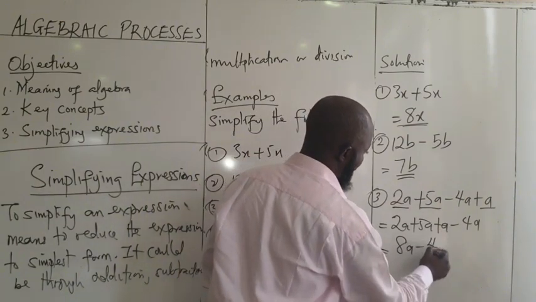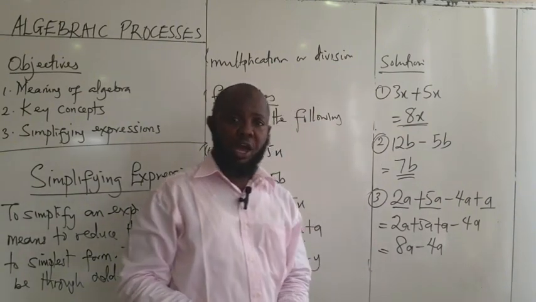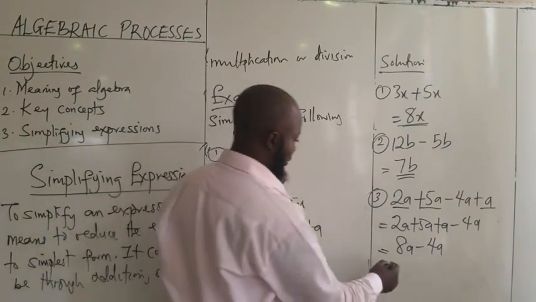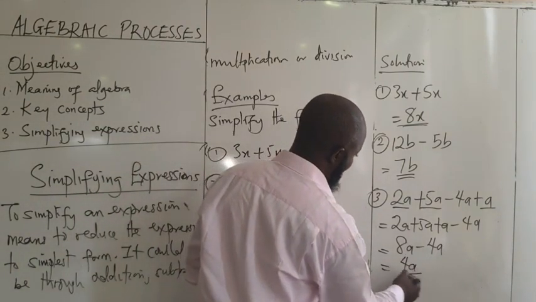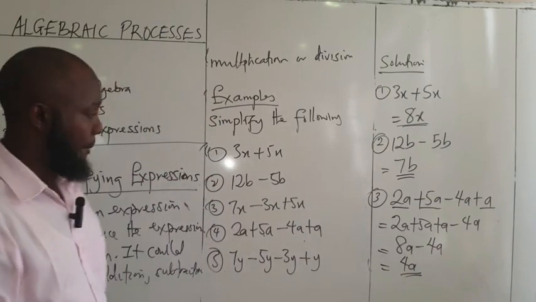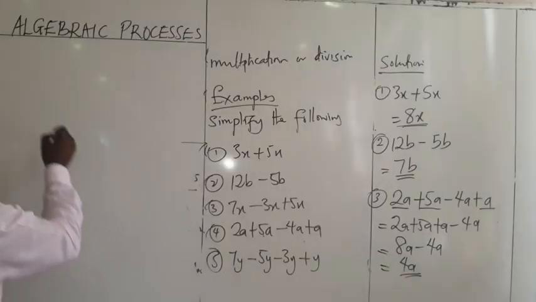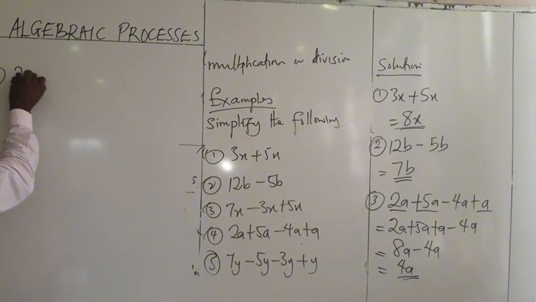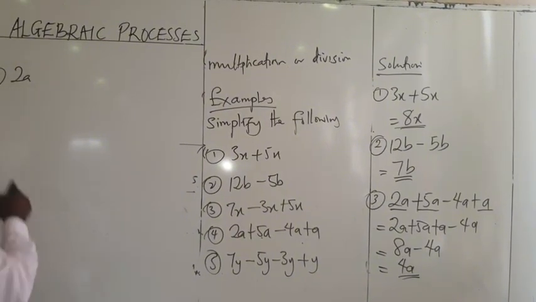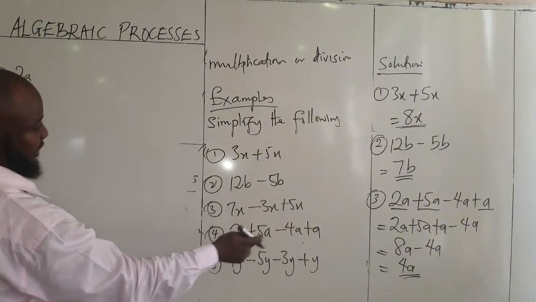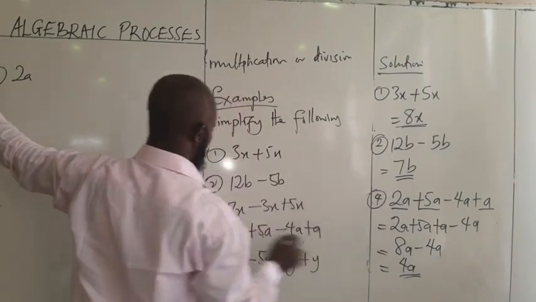Minus what? 4 apples. So we are now removing 4 apples from this. So that will give us what? 4a, which is 4 apples. I hope this is very clear. Alright? Oh, sorry, I did 4 in place of 3. So I'm going to do 3 now.